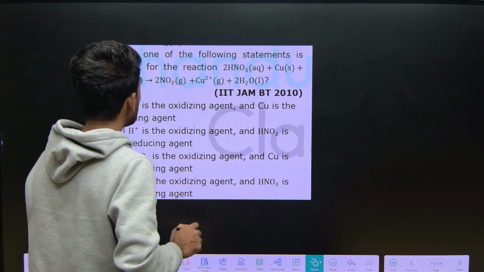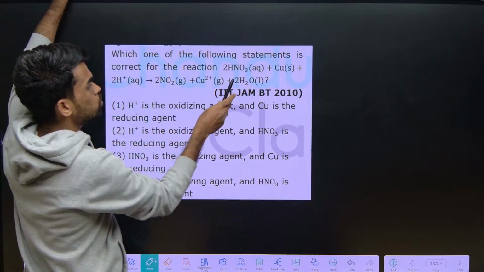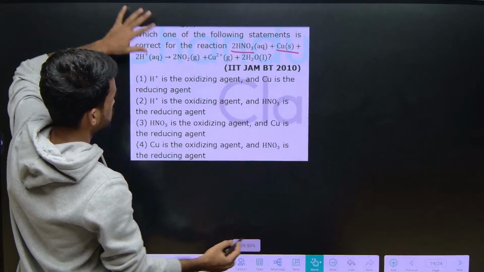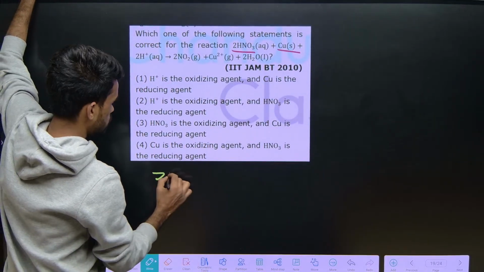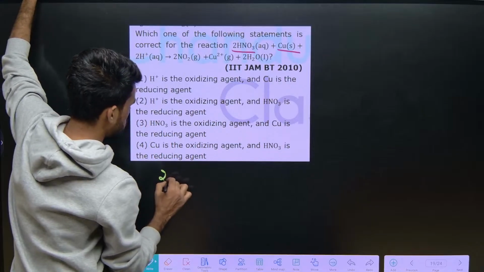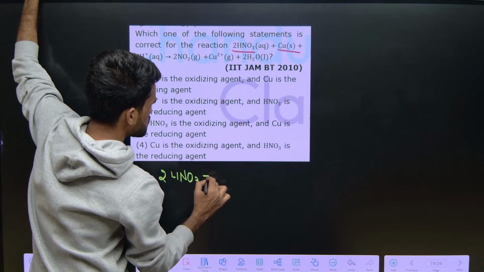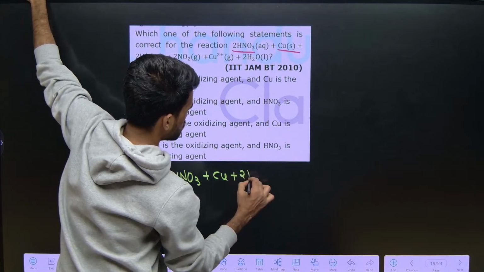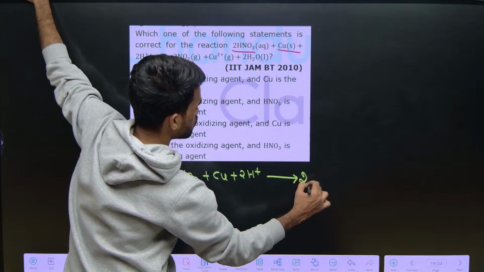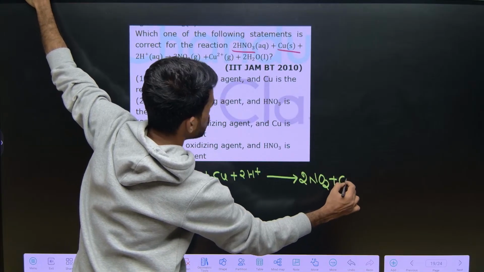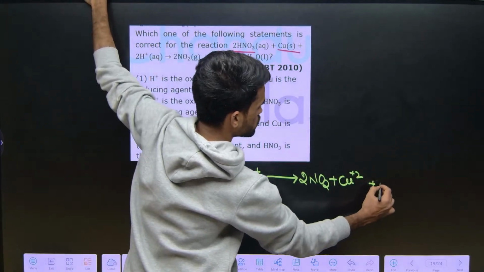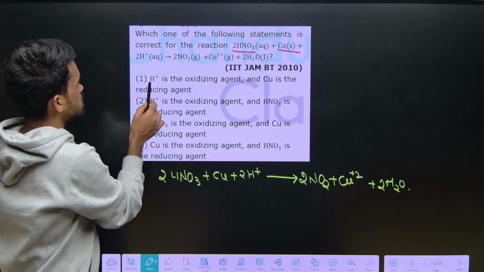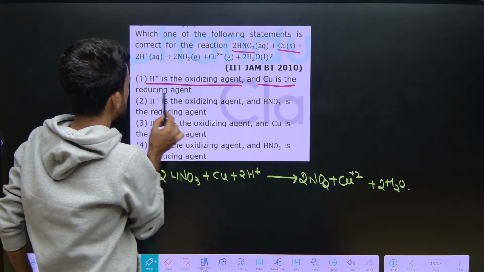Yeah, so look here. Let me write the reaction also so that it will be more convenient. 2HNO3 + Cu + H+ gives rise to 2NO2 + Cu2+ + 2H2O. Okay. Now what they are asking: H+ is the oxidizing agent and Cu is the reducing agent.